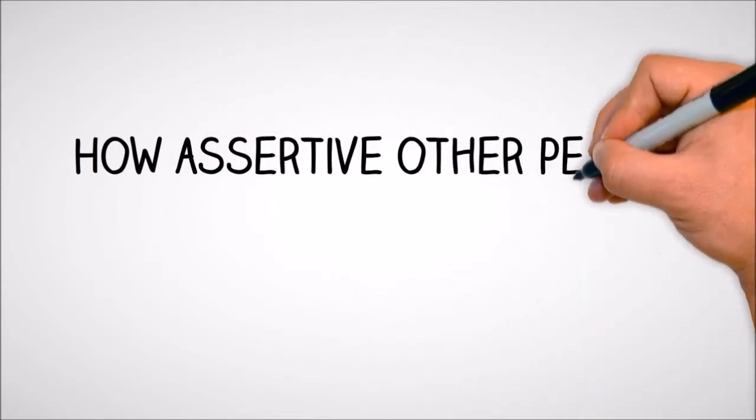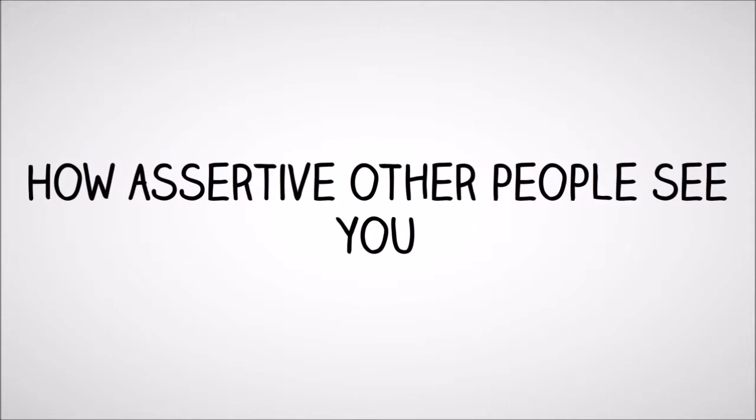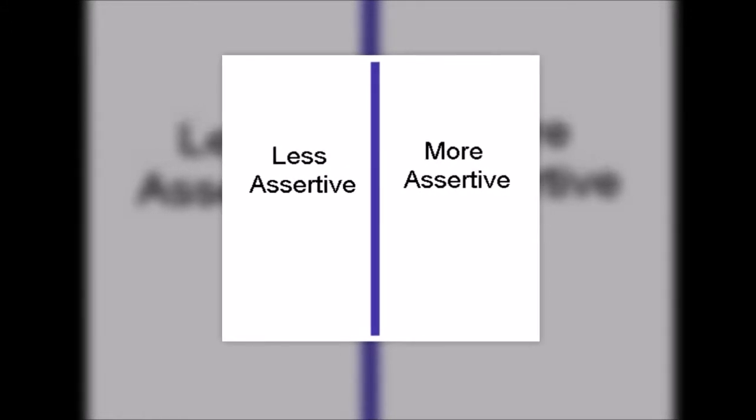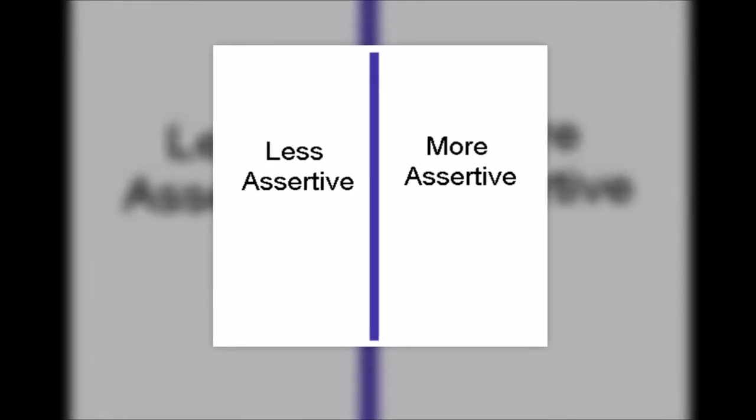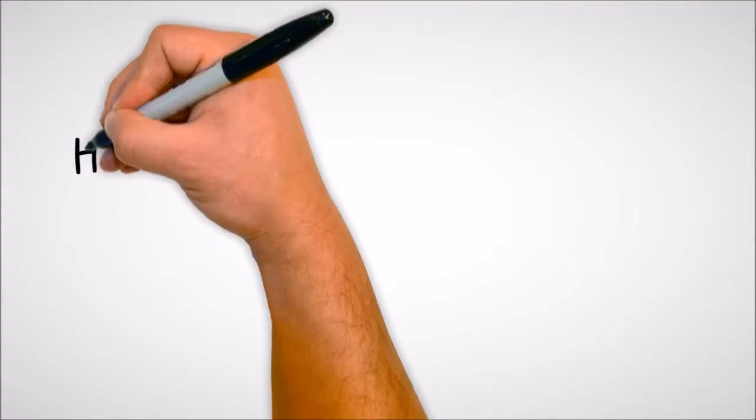The first set of behaviors is how assertive other people see you out in the world. In other words, the degree to which one's behaviors are seen by others as being forceful and directive. Half the population is going to be more assertive, the other half of the population less assertive. So if you're more assertive, you're going to be on the right side of the line. And if you're less assertive, you'll be on the left side of the line. So as we're going through this, think about how others see you.